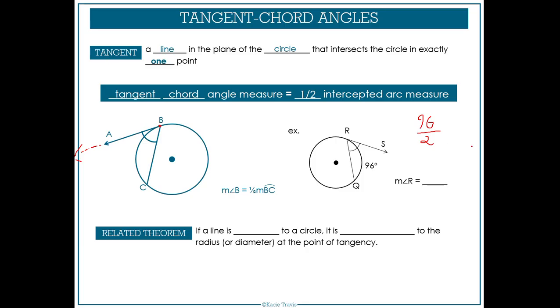2 fits into 16 8 times, so this should be 48. All right. Next thing that we got to know, we got a related theorem just like last time on our notes. A related theorem we have for these types of lines is that if a line is tangent to a circle, it is perpendicular to the radius or the diameter at the point of tangency.